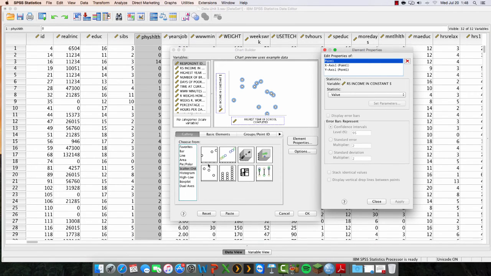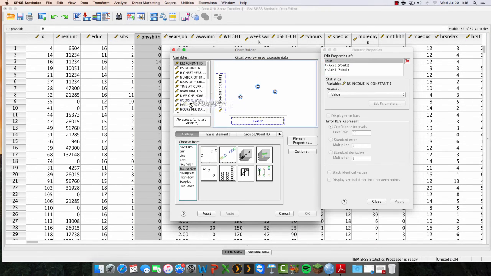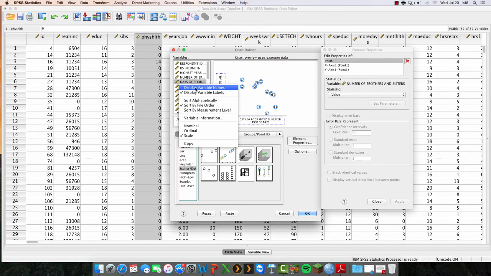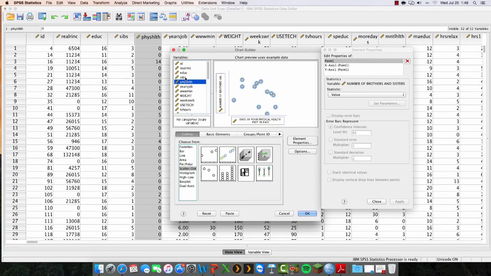Okay. We can just drag those back that we had before and find the number of brothers and sisters and days of poor health, right? Or, as I said before, SIBS and phys health. Once you've got those in the boxes, we'll go ahead and hit OK.